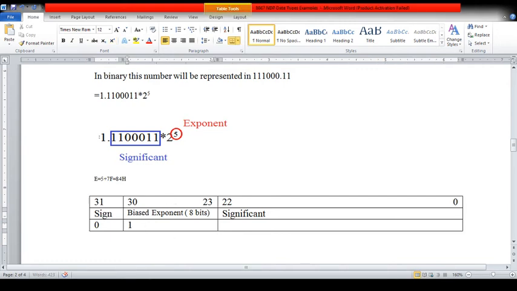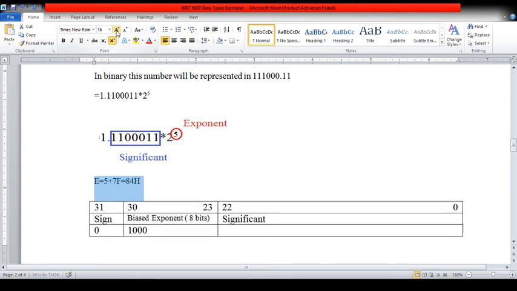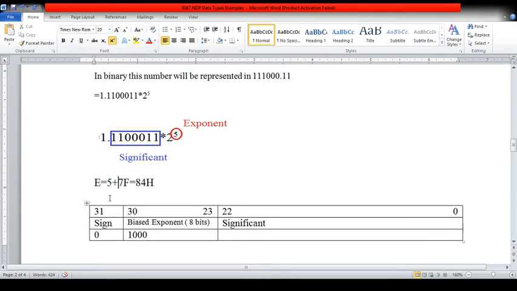If you are not sure about the calculations, we can use a system calculator, which has the facility to add hexadecimal numbers also. So F stands for 15, 15 plus 5 is 20. We represent 20 by 1, 4. So 4 will be here and the carry will be 1, and 1 plus 7 gives me 84. I will enlarge this value. So this is how my exponent will be calculated.